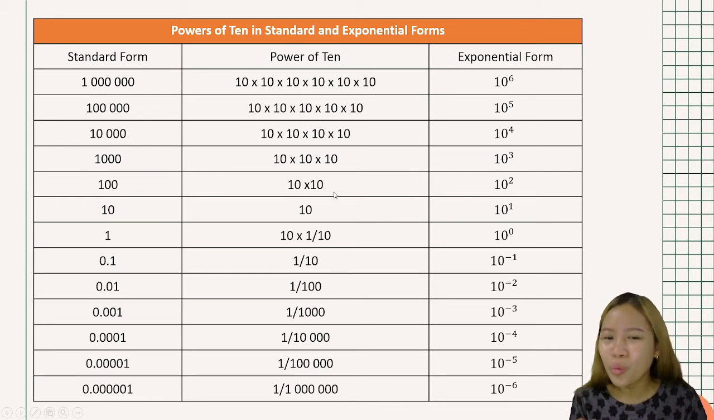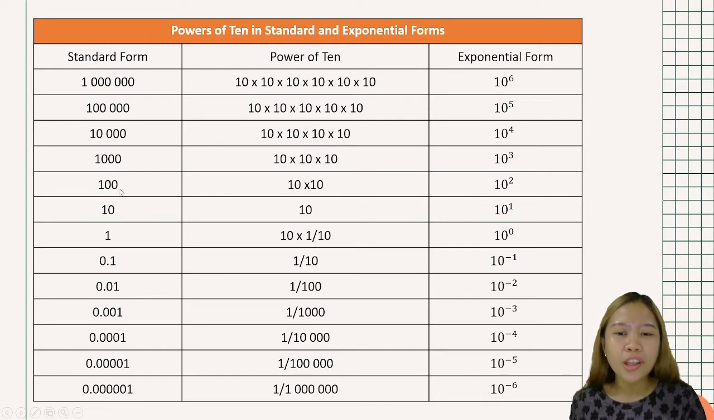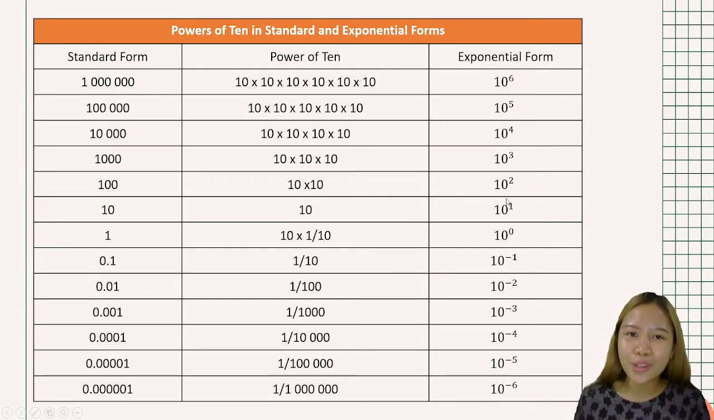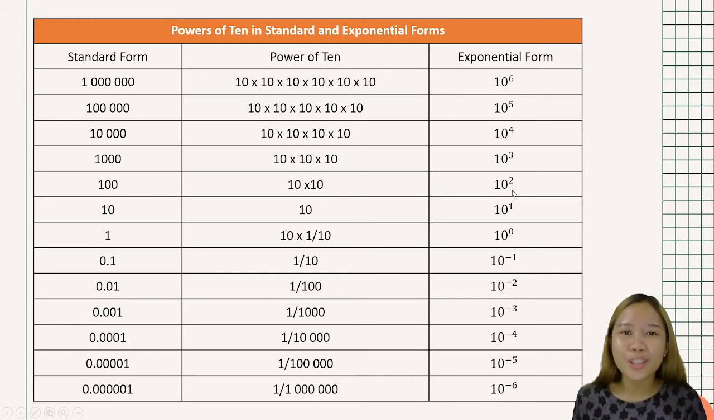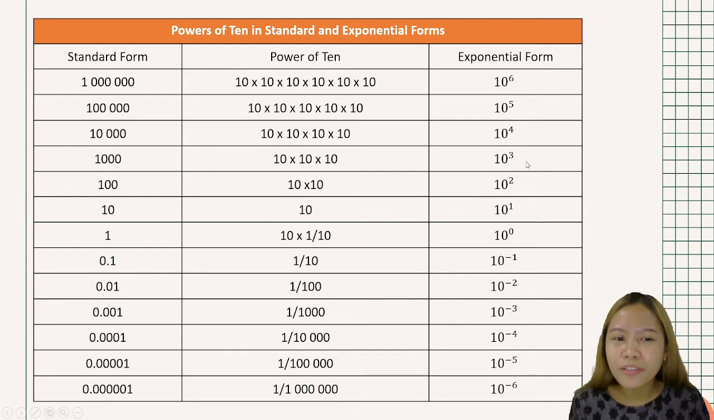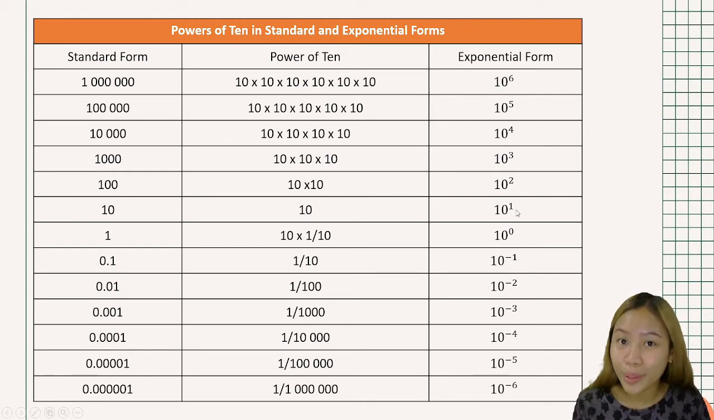Okay, so if you multiply 10 only two times, we have 100 in standard form. And in exponential form, we have 10 squared. So, we have here the 2 as the exponent. Okay, now, why is the exponent positive? It is because we are dealing with large values, with whole numbers.